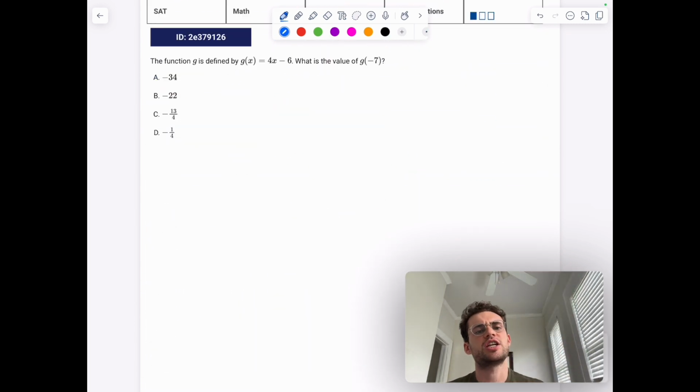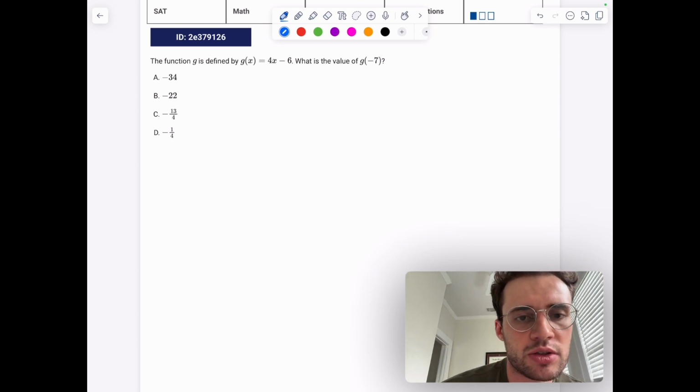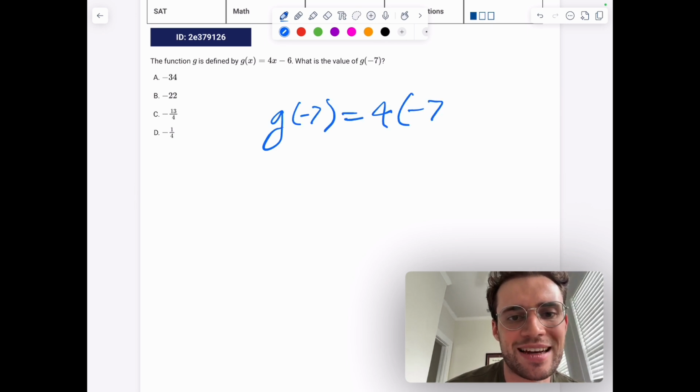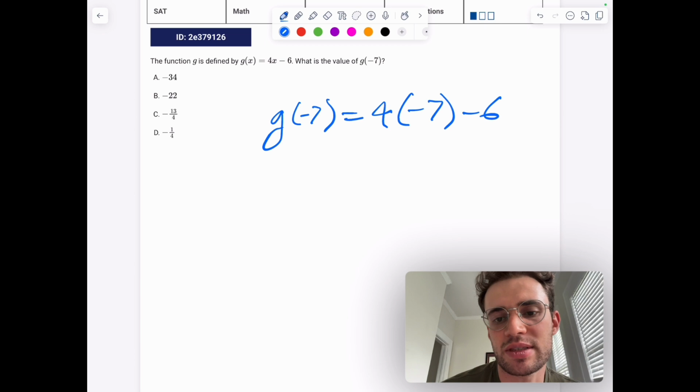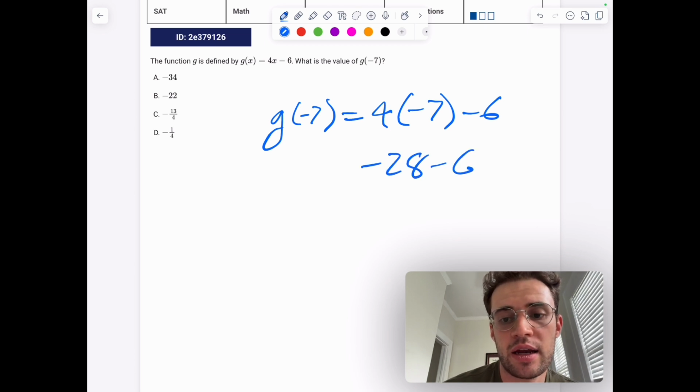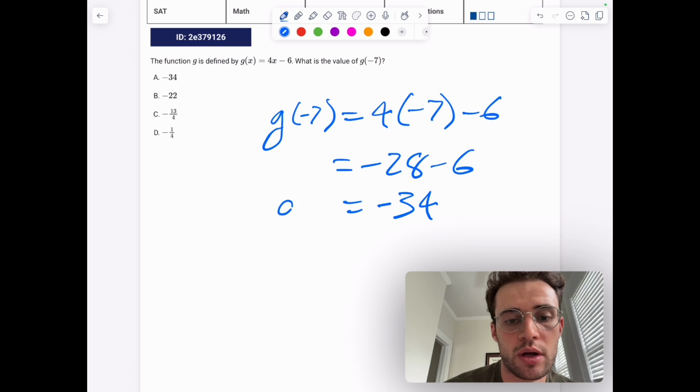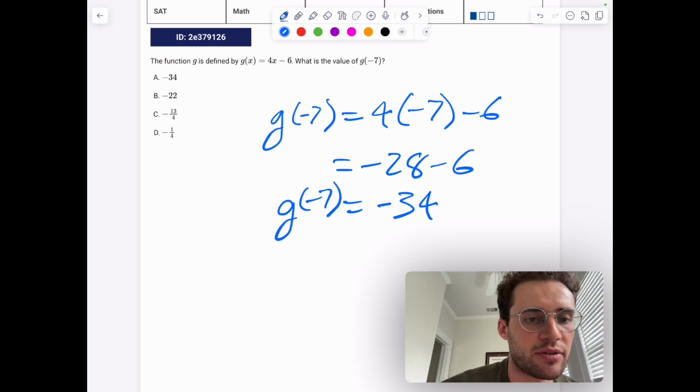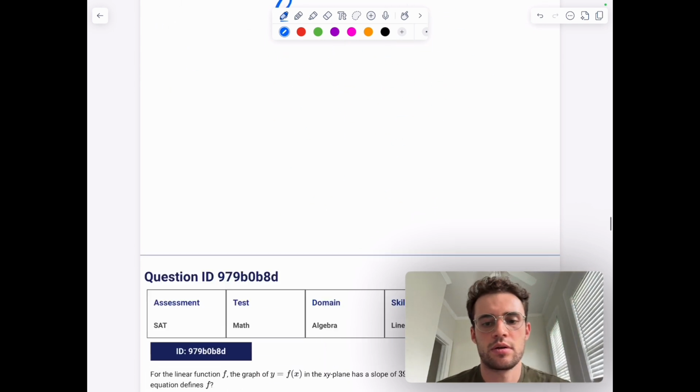The function g is defined by g of x equals 4x minus 6. What is the value of g of negative 7? So we just put in negative 7 in place of the x. Get 4 times negative 7 minus 6. 4 times negative 7 would be negative 28. If you subtract 6 from that, it makes it more negative, so it would go down to negative 34. So g of negative 7 equals negative 34, which is option A.